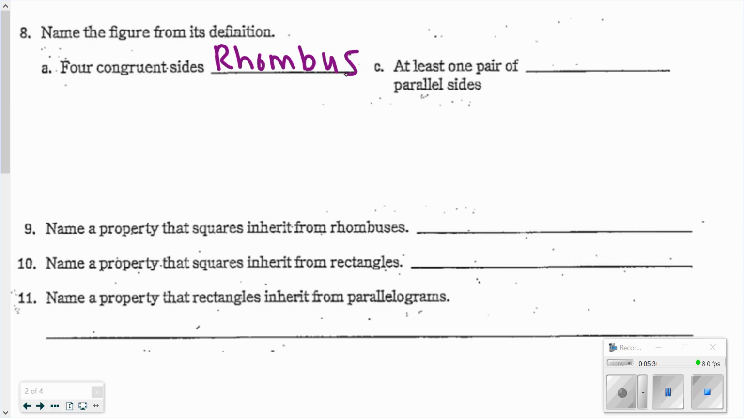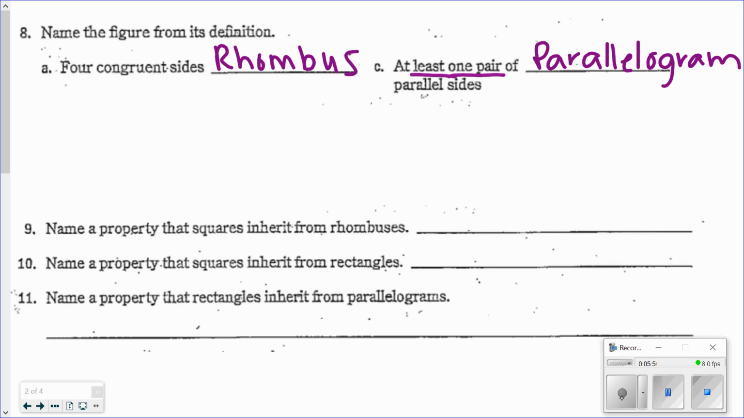For C, at least one pair of parallel sides. So at least one pair, so it means one or more. We actually have a bunch here. So the first one is a parallelogram. By definition, a parallelogram has 2 pairs of parallel sides.